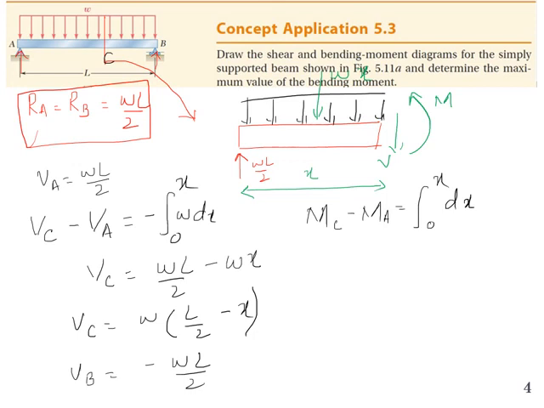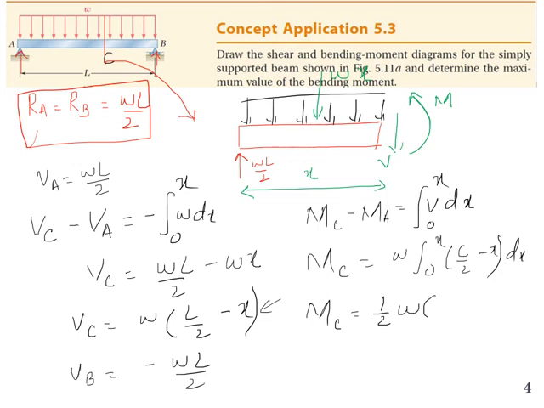Now if we want to write the value of shear force V, MA will be 0, obviously, since there's a pin joint. So MC I can write, and we know the value of V from this expression. Putting this expression in, taking W common, we integrate from 0 to x of L by 2 minus x dx. Now if I integrate it, the value of moment will be simply 1 by 2 W times (Lx minus x square).